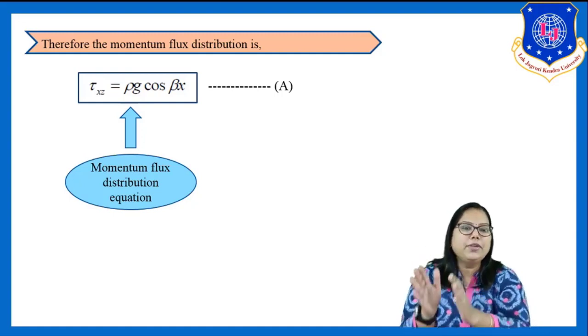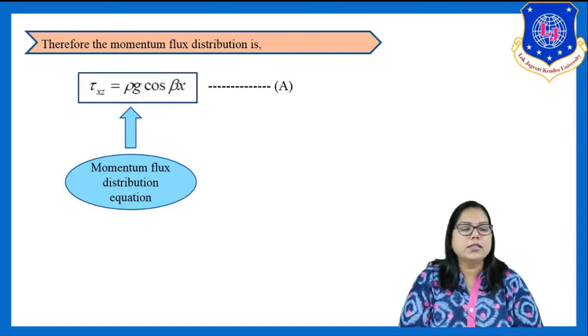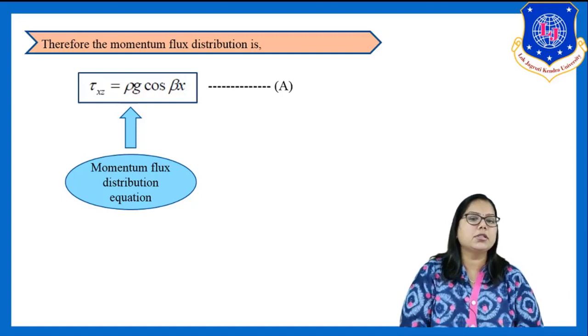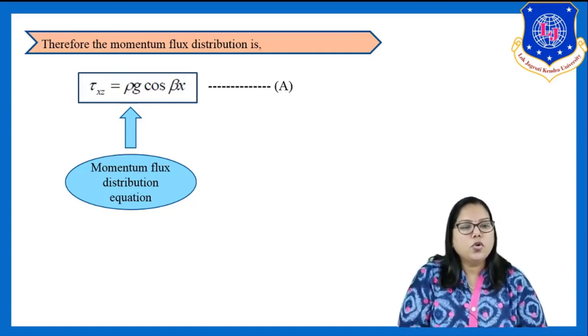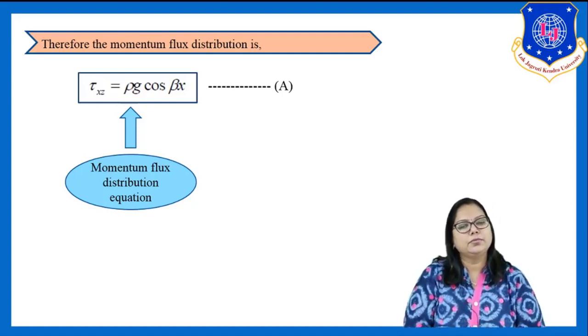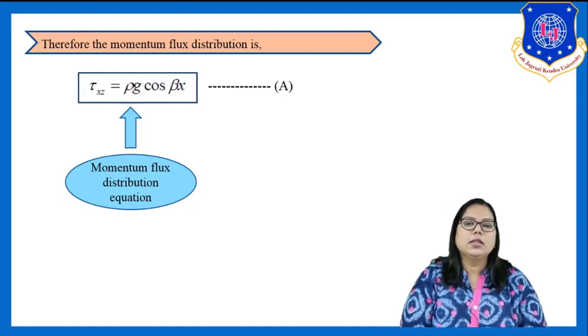Fine. So this is my final equation of tau xz, the final equation of momentum flux distribution for flow of a falling film.